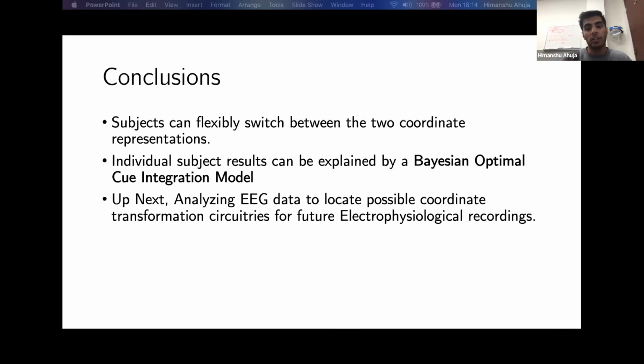We are now also testing suboptimalities there and finding cases where we would add non-degeneracy. So that's what we are working on in the model next. Lastly, we are also analyzing EEG data while the subjects perform this experiment. So we can possibly locate coordinate transformation circuitries for future electrophysiological recordings that we want to do on monkeys.